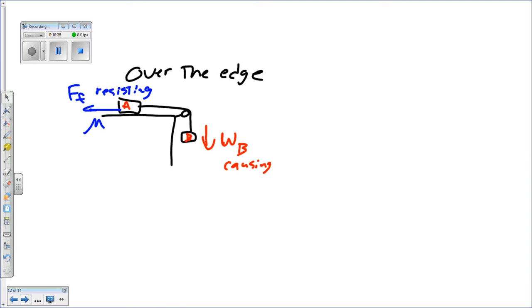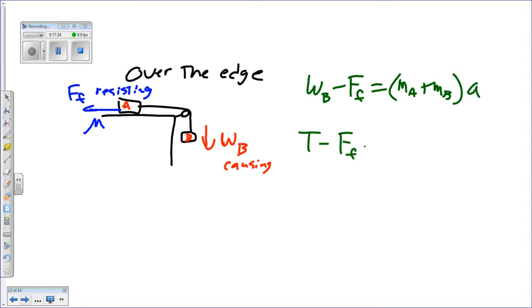So the force of friction is resisting, the weight of the hanging mass is causing. That's how you're going to get your net force. The weight of object B minus the force of friction is equal to the total mass, mA plus mB, times a. Very similar to an Atwood machine, the only difference is you're not dealing with two weights, you're dealing with a weight and friction. To find the tension, tension minus the force of friction on A is equal to the mass of A times the acceleration that you just determined.